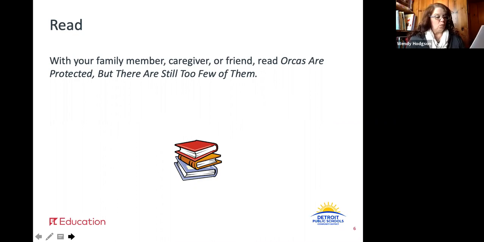New rules require boaters and whale watching ships to stay 200 yards from whales, but "they don't always follow the new rules," said Lynn Barr, head of protected resources for NOAA's Seattle office.